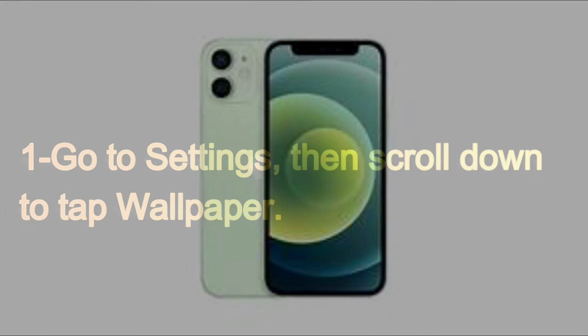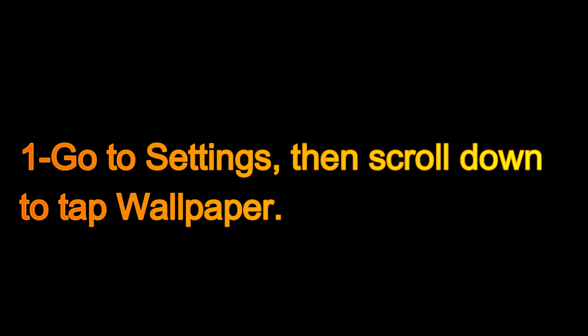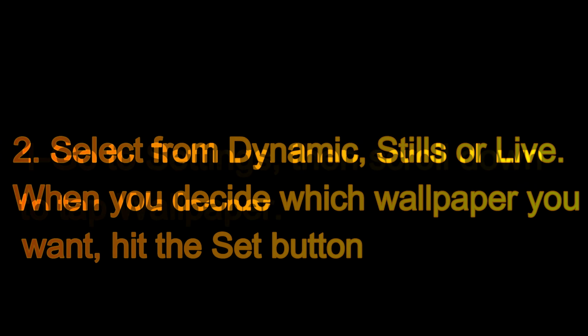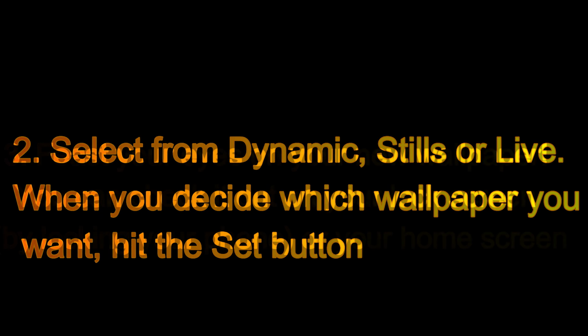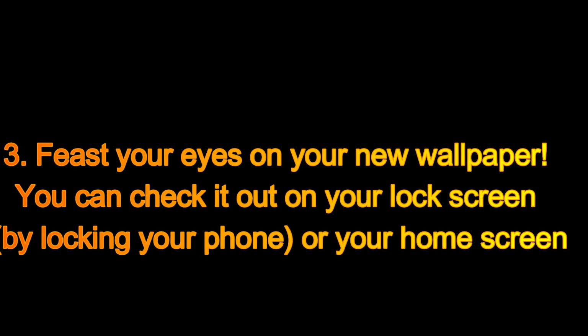1. Go to Settings, then scroll down to tap Wallpaper. 2. Select from Dynamic, Stills, or Live. When you decide which wallpaper you want, hit the Set button. It'll give you the option of adding the wallpaper to your home screen, lock screen, or both. 3. Feast your eyes on your new wallpaper.